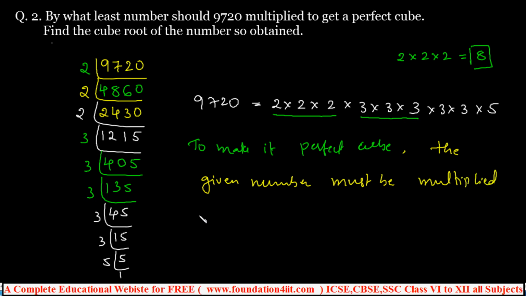So multiplied by, what is that extra one more? There are only 2 3s, so one extra 3 we require. Only 1 5 is there, so 2 more 5s are required. That means 3 and another 2 5s. That is 3 into 5, 15. 15 into 5 is 75. So we should multiply it by 75 to make it a perfect cube. So 75 into 9720 becomes a perfect cube.